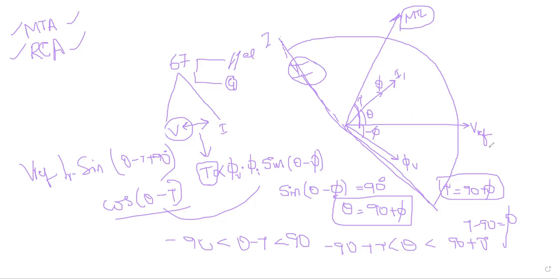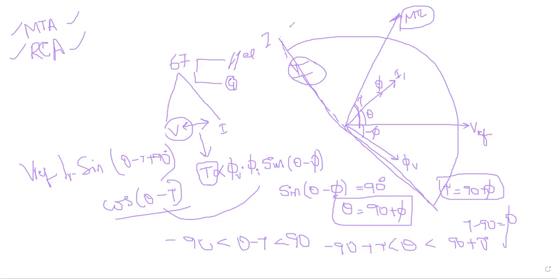And come to the maximum torque angle. For electromechanical relays, we will consider minus 30 degrees for overhead lines and minus 45 degrees for underground cables. That is some thumb rule. But in numerical relays, we do not have the setting for this maximum torque angle. So we are left with only the RCA, which is the relay characteristic angle.